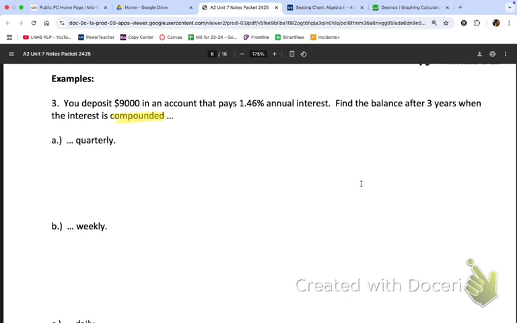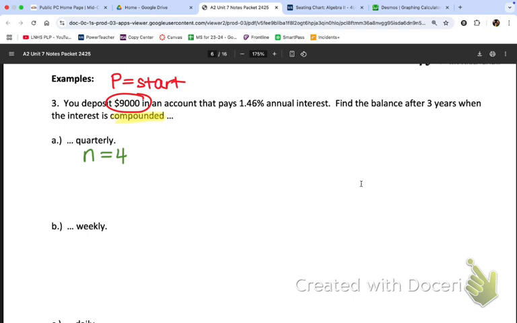Okay, quarterly. What is my N? 4. All right, and then we'll get the rest of the stuff from up here. This $9,000 is my starting amount. So in this case, that is P. Each formula does things a little bit differently. Typically, this is the one that Algebra 2 focuses on, not so much the one on the previous page.